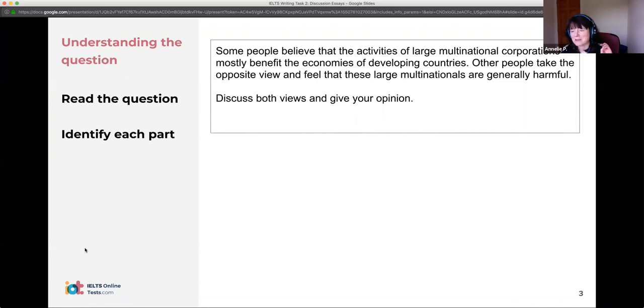We're talking about multinational companies. What specifically about multinational companies? The impact that they are having. And where are they having this impact? Notice that it's developing countries. So when you write your essay, you need to be specifically focusing on developing countries. Yes, the effect, the impact of these companies.